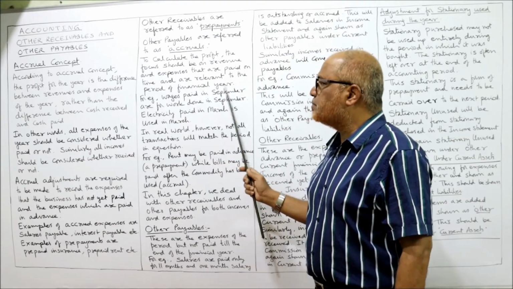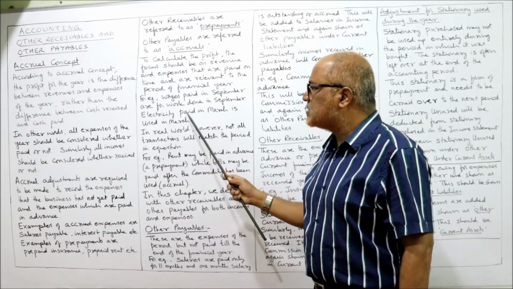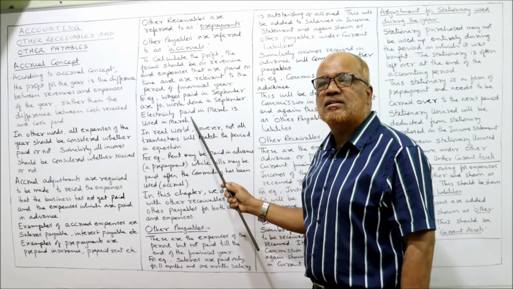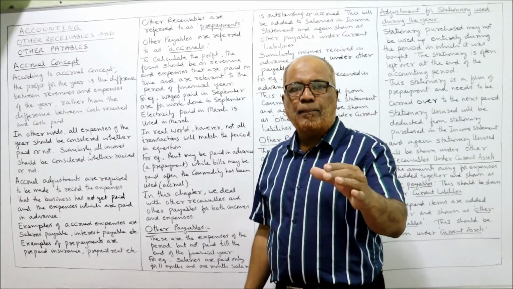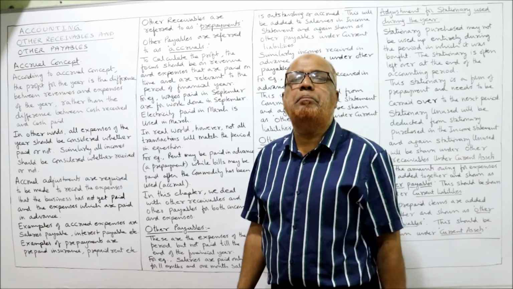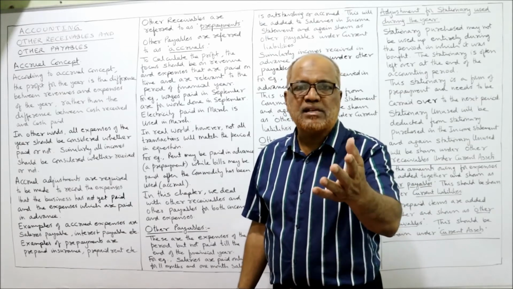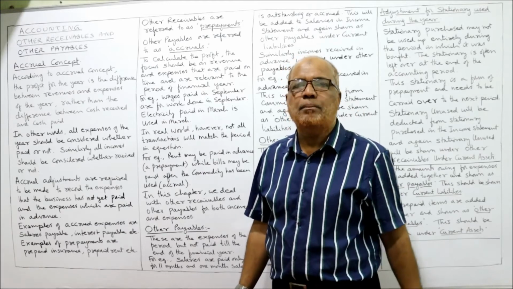For example, wages paid in September are for work done in September. Similarly, electricity paid in March is for the electricity used in March. That means we will make the payment of only those months which are in our accounting period. Whenever we pay something, we should pay for that period of the accounting period.